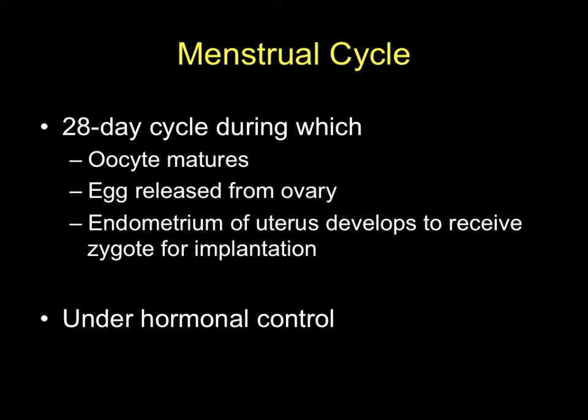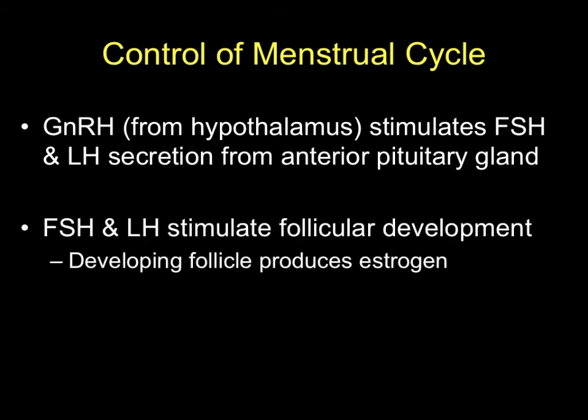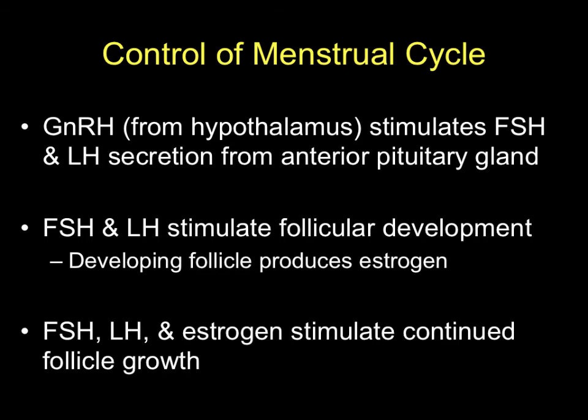And again, this is under hormonal control. And we're going to take a look at this and see exactly which hormones contribute when to various aspects of the menstrual cycle. So it starts again with GnRH, as it did in males with spermatogenesis. Now we have GnRH from the hypothalamus stimulating FSH and LH production from the anterior pituitary in females. Those two hormones are then going to have an effect on follicle development. And as the follicle matures, it's going to continue to produce estrogen.